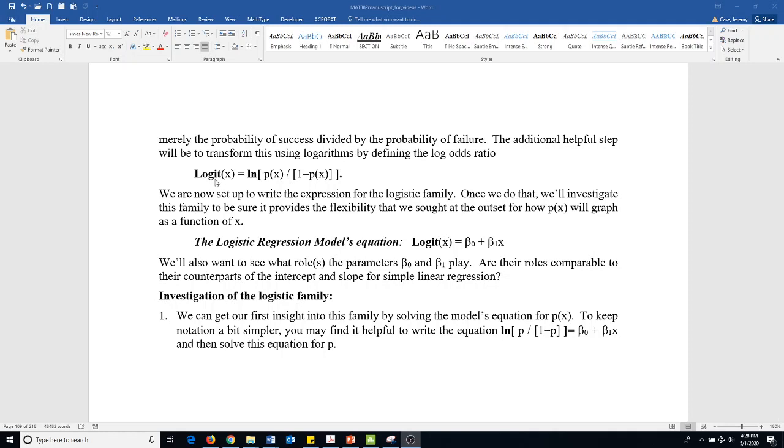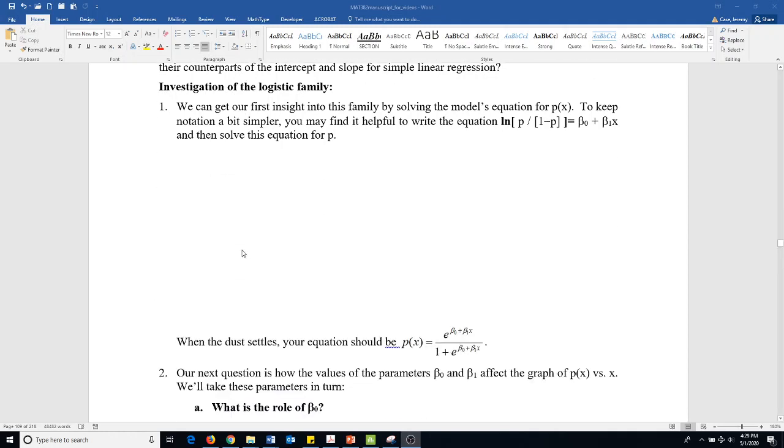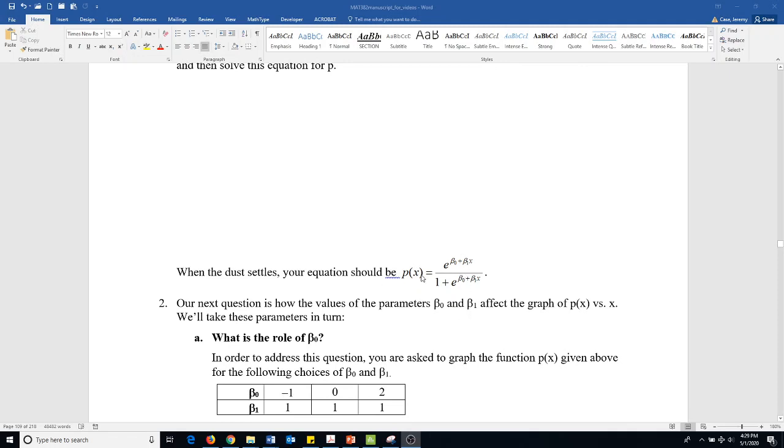So we have what's called the logit function. And now we're ready to set up the expression for the logistic equation. So the logistic model is the logit of x equal to beta naught plus beta 1 x. And that's the natural log of the probability p of x over 1 minus p of x. And so we go ahead and solve this expression, and we get, as we've shown before, the probability is e to the beta naught plus beta 1 x, over 1 plus e to the beta naught plus beta 1 x.